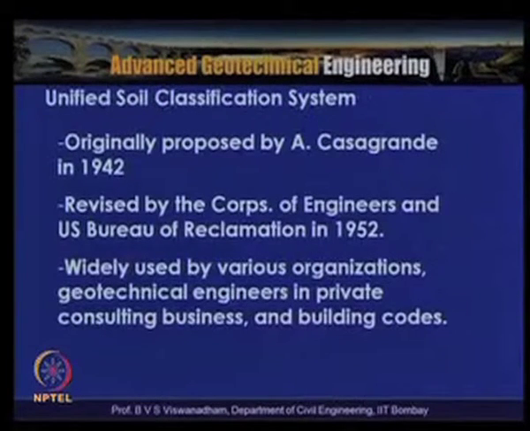Step 3 is addressed by using Casagrande's plasticity chart, which helps us to classify the soil based on the Atterberg limit test data. This Unified Soil Classification System was originally proposed by Arthur Casagrande in 1942 and revised by the Corps of Engineers and US Bureau of Reclamation in 1952 and recently in 1991. It is widely used by various organizations, geotechnical engineers in private consulting business and building codes.